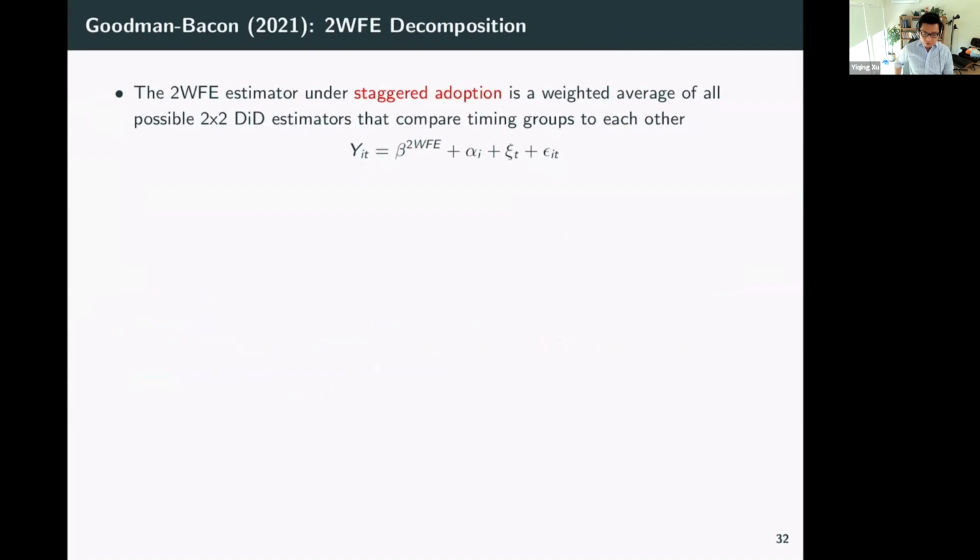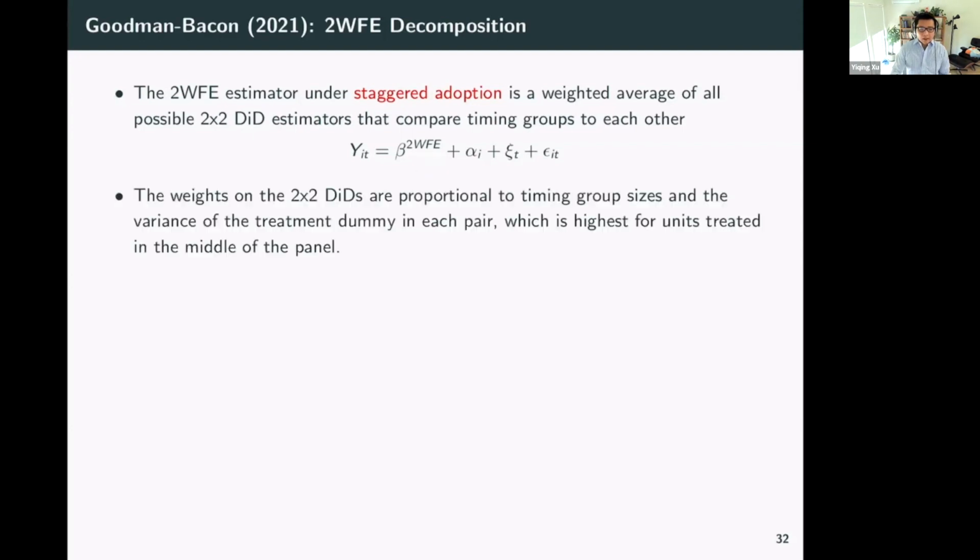Goodman-Bacon 2021 only considers staggered adoption because there's no reversal, so we do not need to consider treatment reversal, and do not consider the problem of carryover effects, which is ruled out by fixed effects. What he finds is that the weights on the 2x2s are proportional to the timing, group size, and the variance of the treatment dummy in each pair, which is highest for units treated in the middle of the panel.